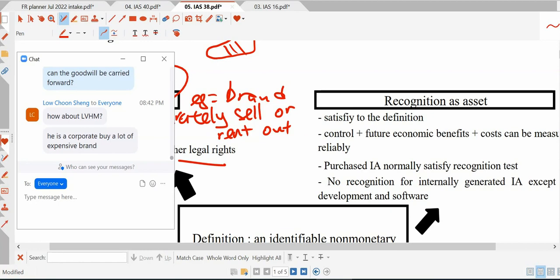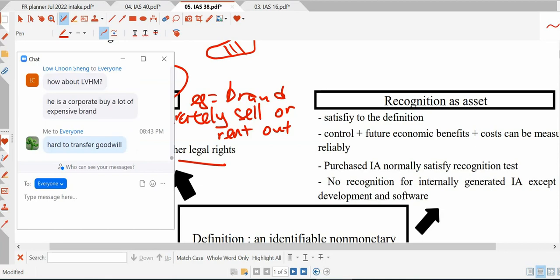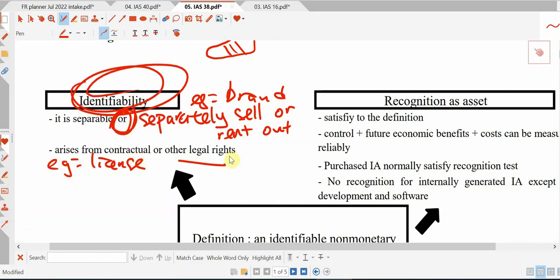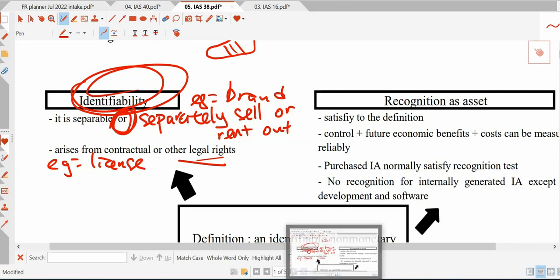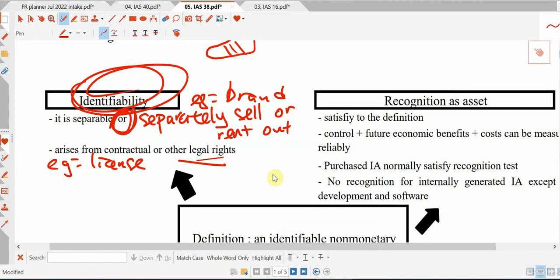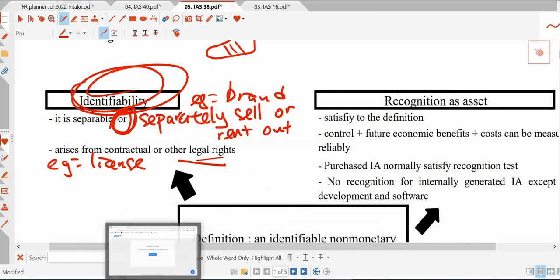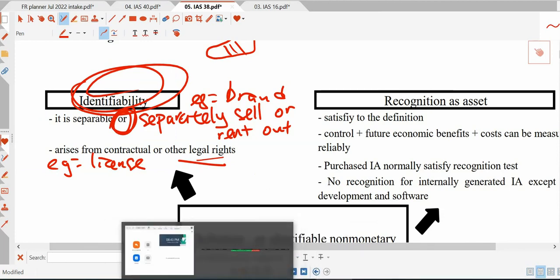So that is one problem here. It's hard to transfer goodwill. If you argue it can, then you have to give certain justification or example. So goodwill might not be able to be sold. A brand name can, yes, but goodwill might not be. It cannot be rented out. And goodwill doesn't come from legal rights. You study the law, there's no law saying you must have a reputation, you must have goodwill.